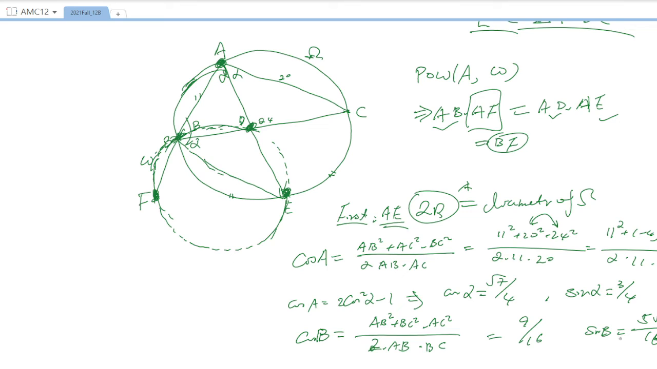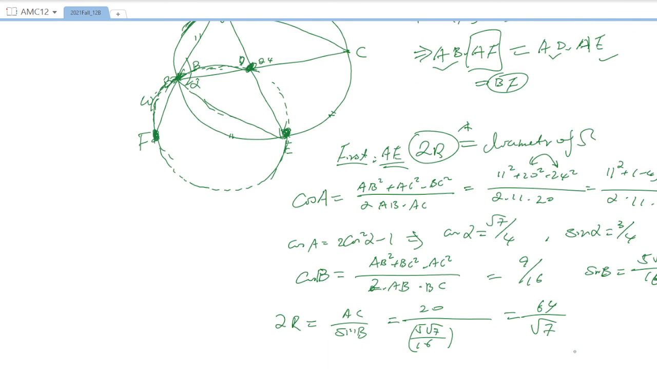Now we can solve the 2r, right? 2r basically is the chord AC over sine B. Let's plug in the numbers: 20 over 5 root 7 over 16. Then this is 64 over root 7. Please don't rationalize here. In the middle steps, you don't need to rationalize because this is not the final answer. You might be able to cancel the square root of 7 in the future. So this is our first step.